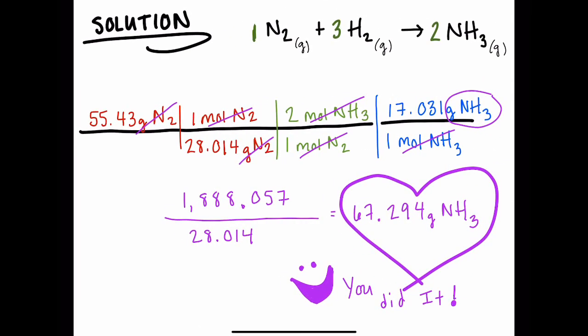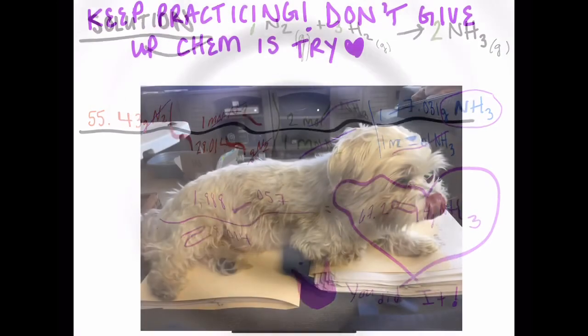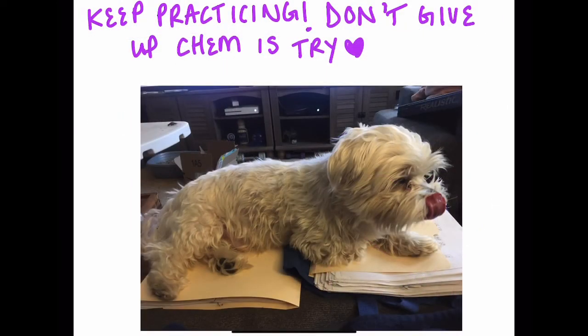And here it is. Woo! So I set everything up. You can see that my first step going from grams to moles is in red. My mole ratio is in green. Going from moles back into grams is in blue. I multiplied all the numbers on the top, then I multiplied all the numbers on the bottom, then I divided the top number by the bottom number. And that is how I got 67.294. If your number is a little bit different, it's probably because I used my Apple phone.